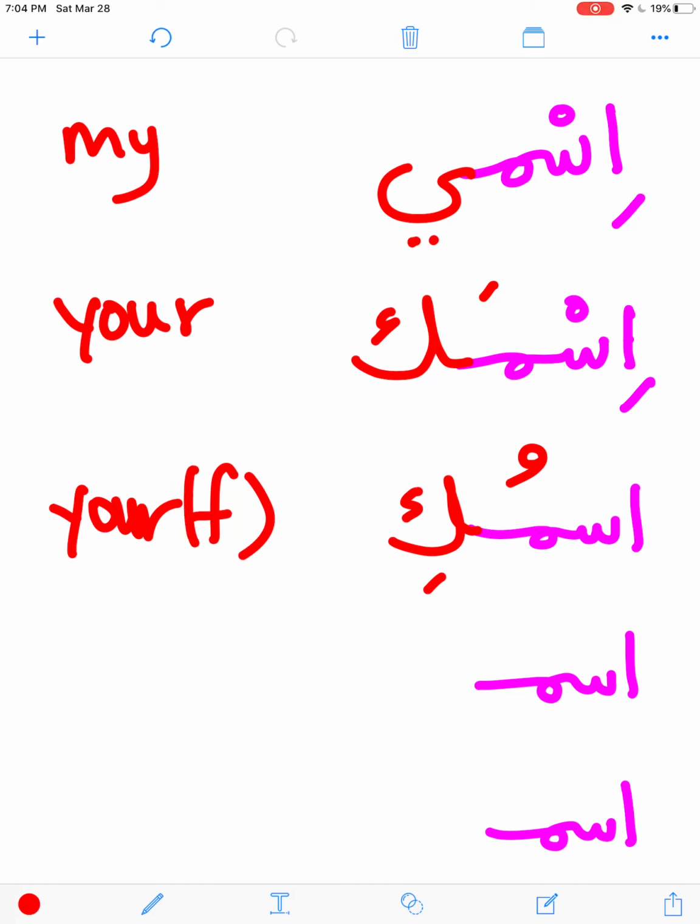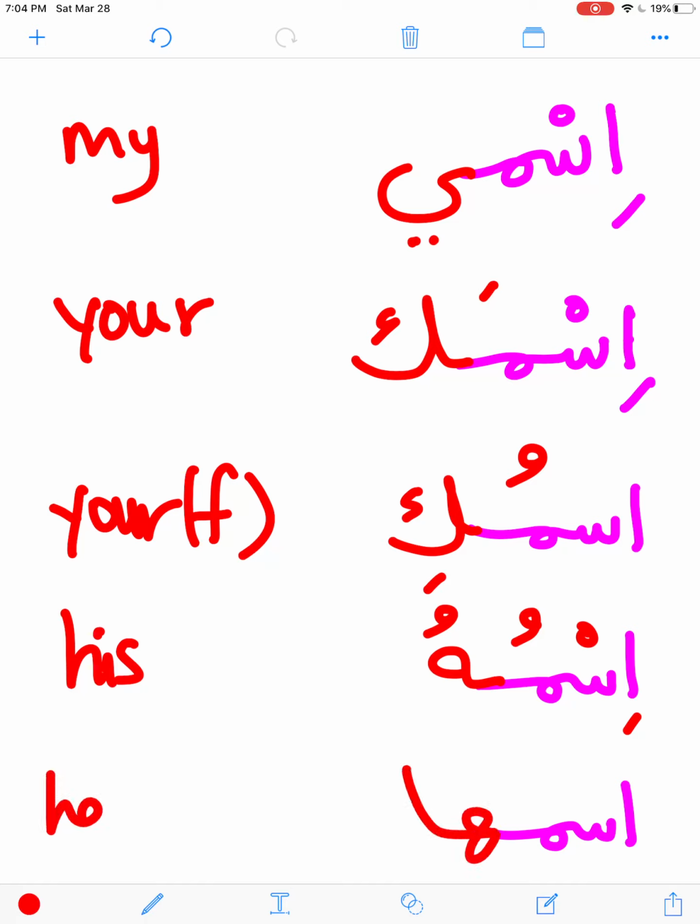So if I want to say his name, ismuhu. To make it easier to pronounce, you can put a dhamma there on the mim. Ismuhu, his name. Her name, ismuha, her name. So now you're going to practice with attached pronouns, and you're going to practice the handout.